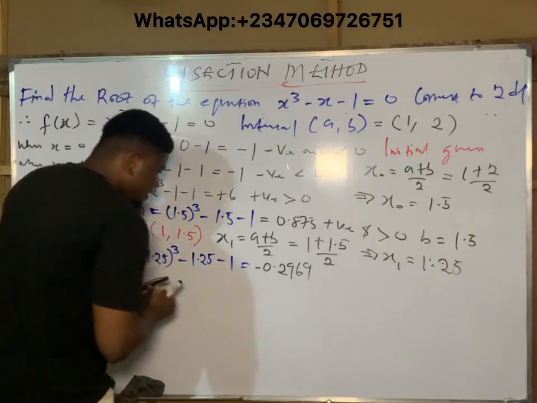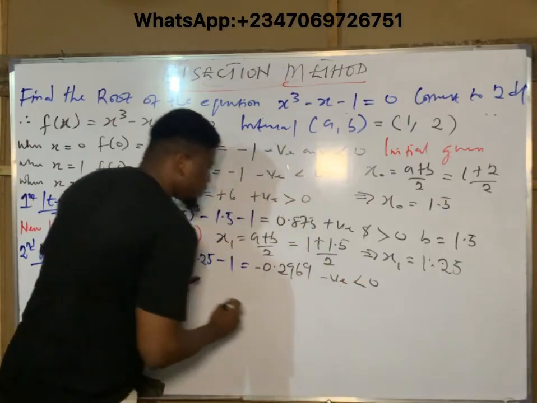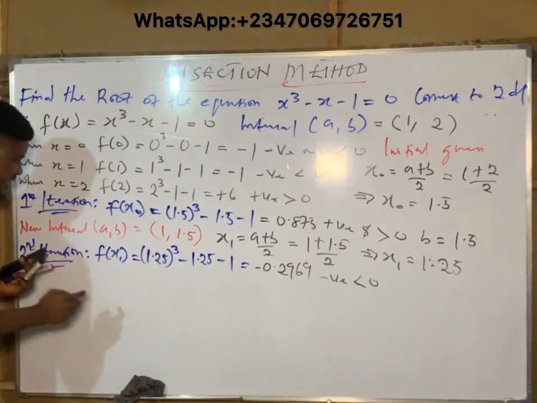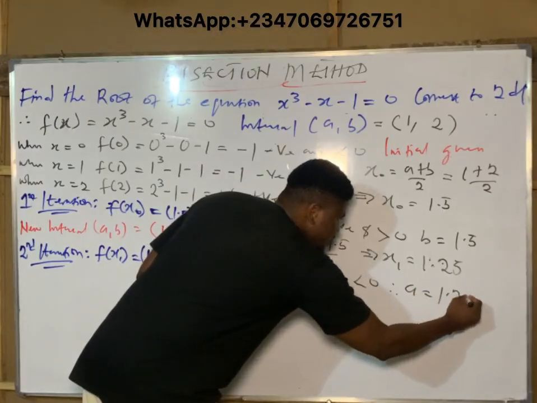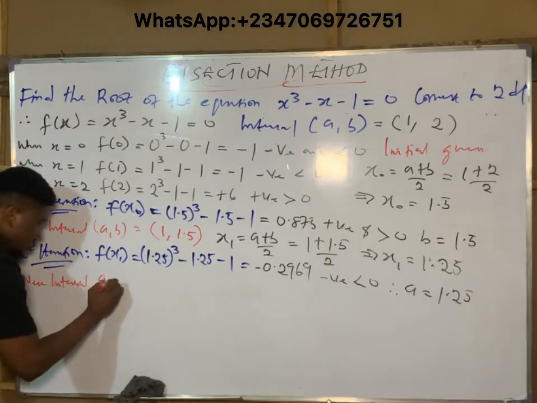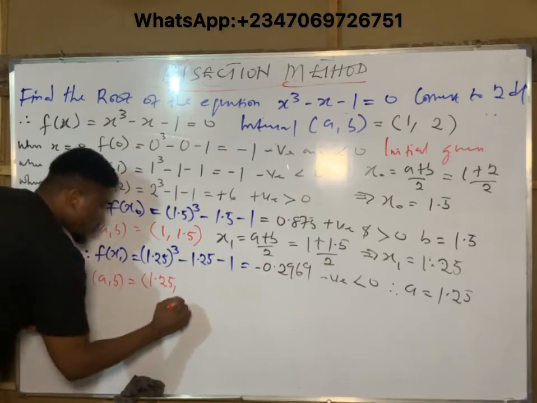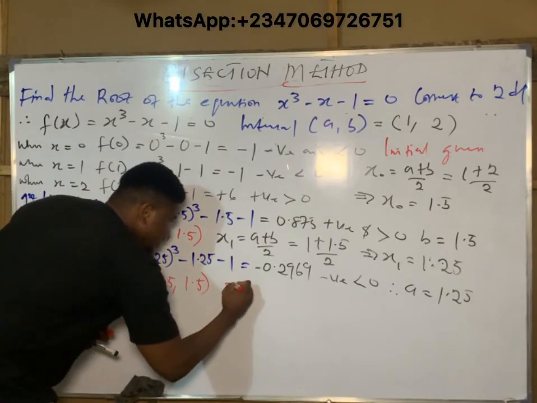Okay. Now, since it is negative, recall it is negative and it is less than 0. Remember, any value that causes the function to be negative automatically becomes a. So this means a is equal to 1.25. Therefore, a equals 1.25. So we have a new interval now. So our new interval, which is a comma b, is now equal to a is now 1.25. Now b remains 1.5.